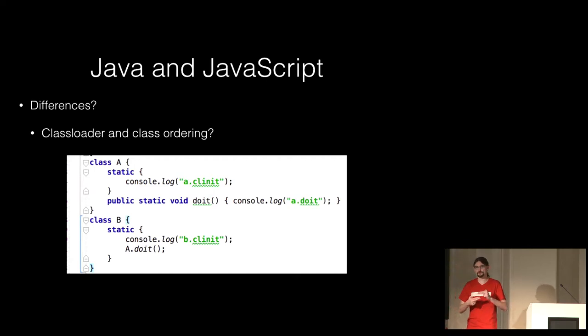But if we ran the other way around, of course, and we just said B, we made a new instance of B, first thing we'd run is this class initializer, then we'd jump up, have to run the A class initializer before we could run the A methods, and then we could run the A methods.